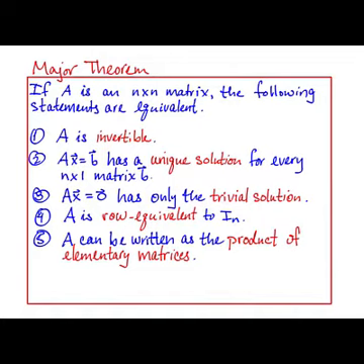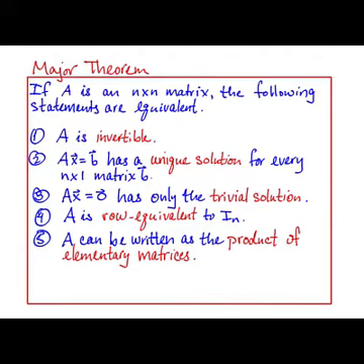So what does it mean to be equivalent? It means if only one of these statements is true, if you've found that A is invertible, then you know all the other statements are true about A. If you've found that one of them is false, for example, if you found that the homogeneous system AX equals 0 has infinitely many solutions, then you know that all these other statements are also false.